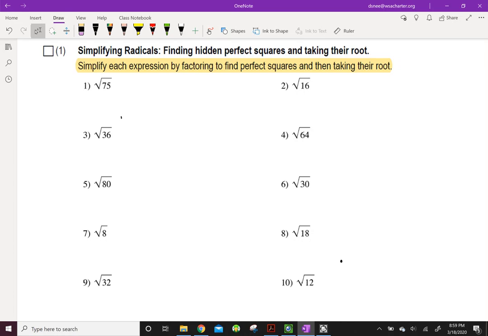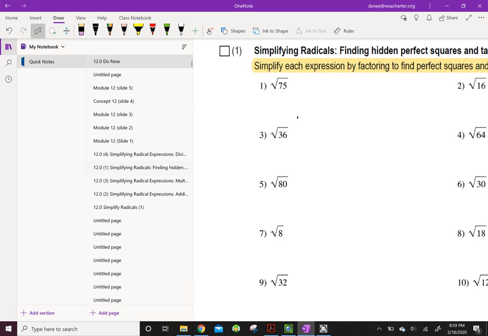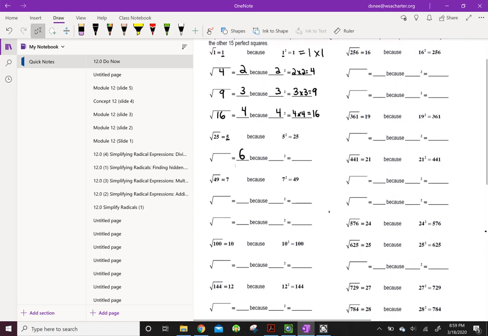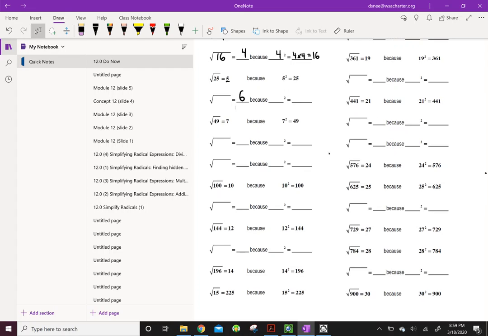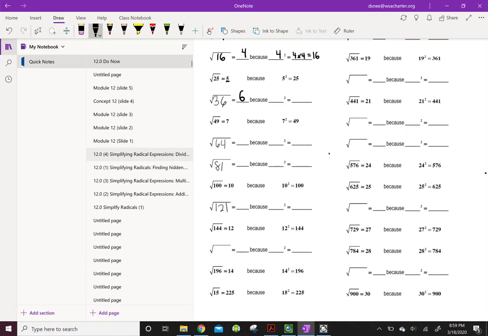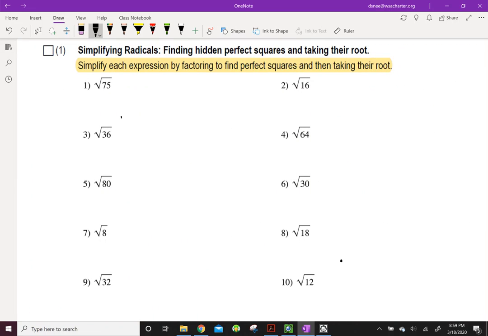So if I go back to my do now, I have the first 30 perfect squares, right? 1, 4, 9, 16, 25, 36, 49, 64, 81, 100, 121. We're trying to find which perfect squares we can divide that radicand by.